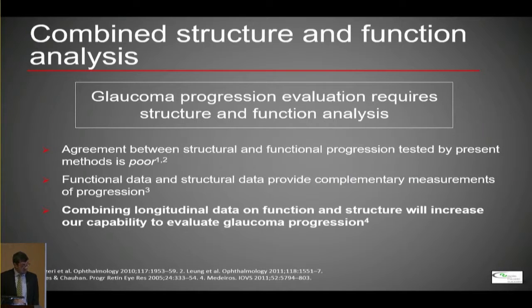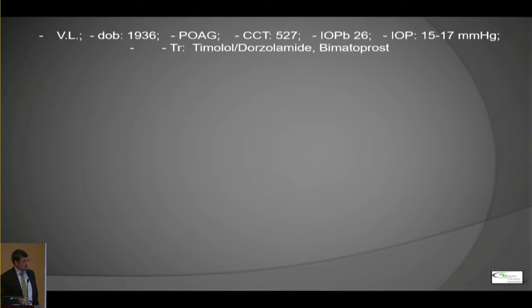on the market. So what's become very interesting now, considering the limits of the functional techniques and of the imaging techniques, is that what we should do is to combine function and structure in order to get reliable results. And combining longitudinal data on function and structure will definitely increase our capability to evaluate glaucoma progression.